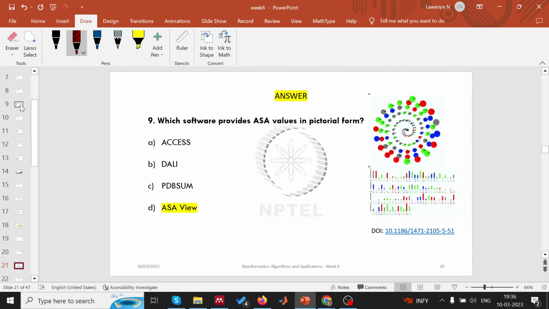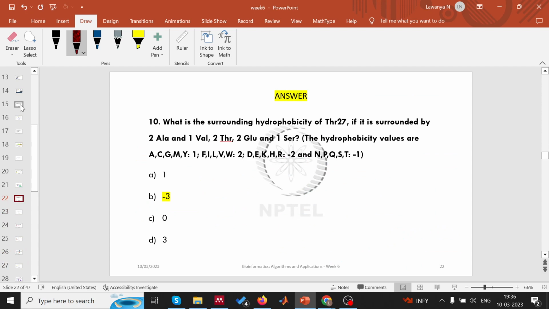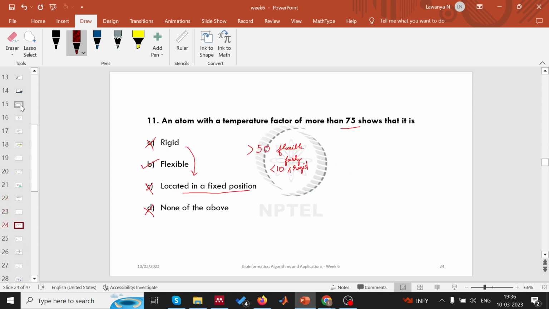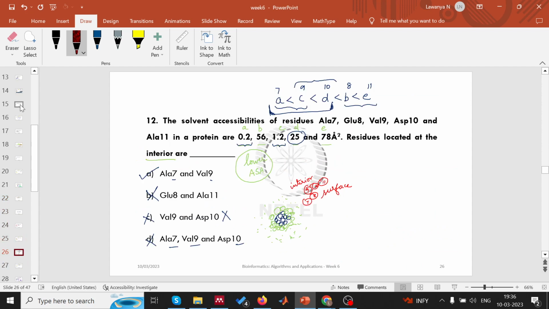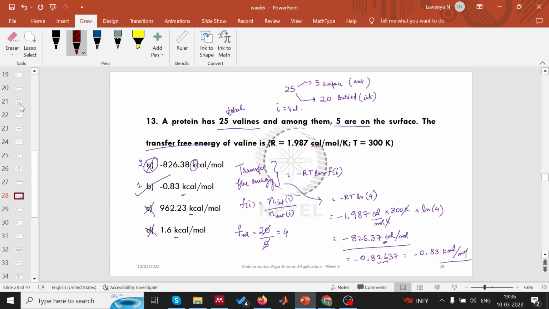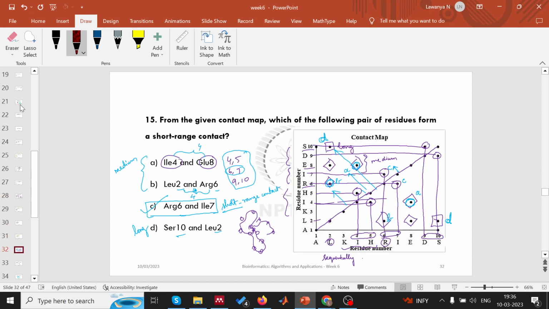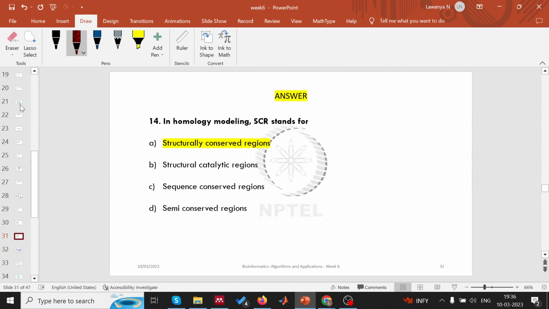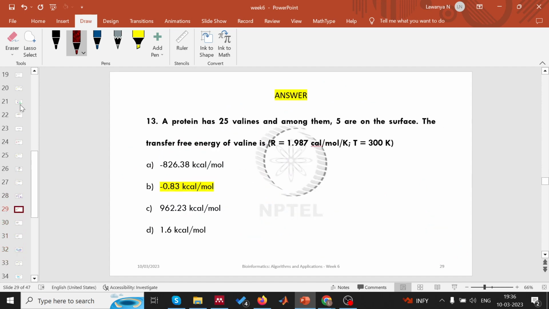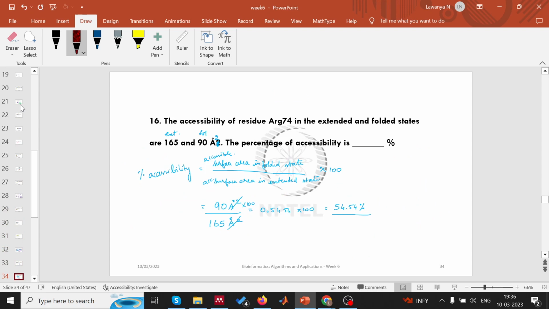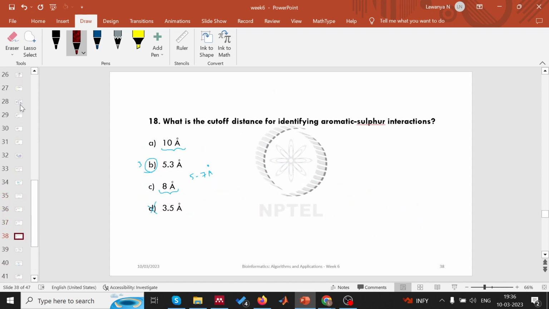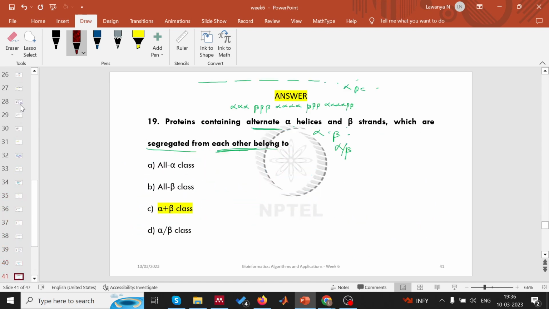There wasn't much of a calculation today except for hydrophobicity, surrounding hydrophobicity, and this transfer free energy calculation. 11 and 12, sure, Kiran. So, apart from that, there's nothing else, right? Yeah.